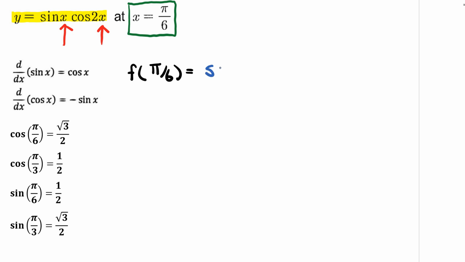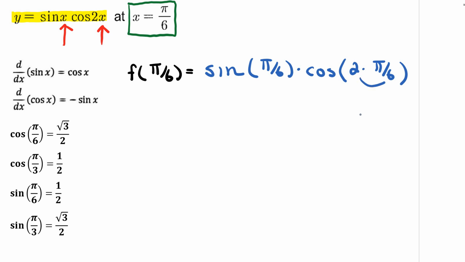So this will be sine of pi over 6 times cos of, now if I have cos of 2 times pi over 6, the 2 and the 6 really become pi over 3, right? So 6 divided by 2 is 3, so I can erase this part now, and I can write just pi over 3 here.